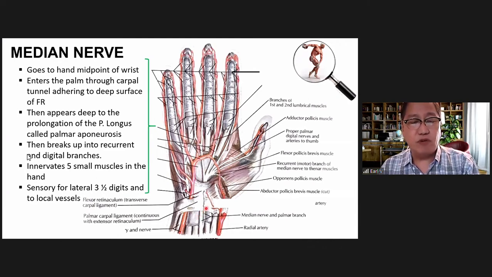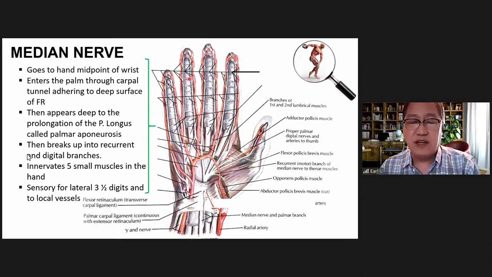Then it appears deep to the prolongation of the palmaris longus. So somehow, it fans out to provide the sensory supply for the 3.5 fingers. It supplies the thumb and the pointer finger. It supplies the middle finger, so 3 fingers, and supplies 1/2 of the ring finger.